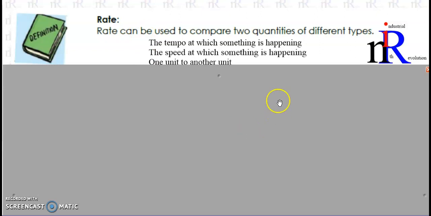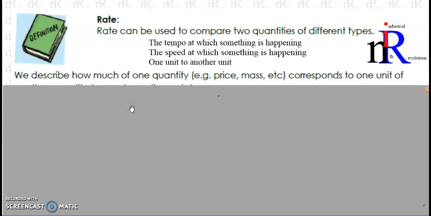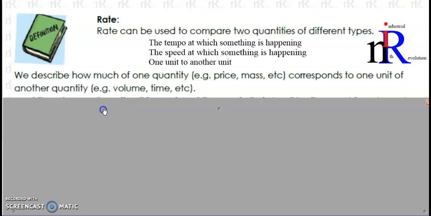Something is expressed, for example, kilometers per hour, meters per second, liters per minute, etc. We describe how much of one unit, for example, price or mass, corresponds to one unit of another quantity, for example, volume or time.